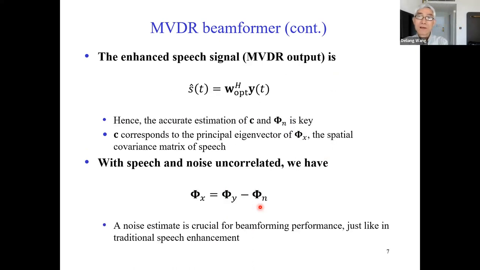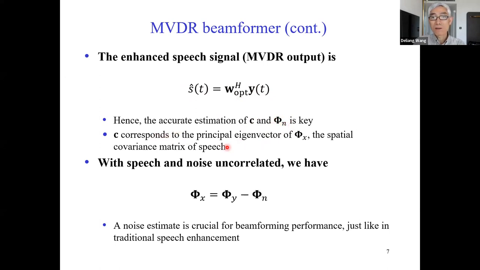So once the beamforming vector is solved, then beamforming corresponds to, again, the inner product of the weight vector and the array recording, which is y of t,f. And that gives us the estimate of the target signal, which is s hat of t,f. So it boils down to essentially accurate estimation of the steering vector, as I said already, it's about localization, and the noise covariance matrix estimation.